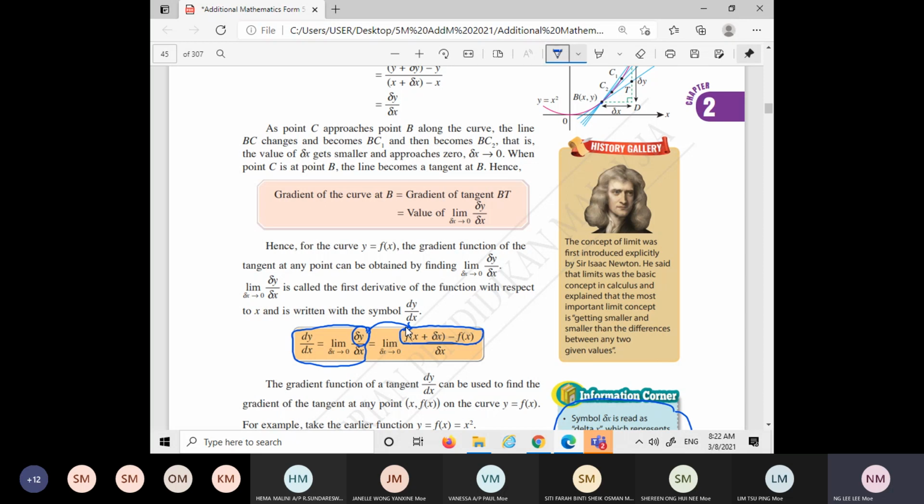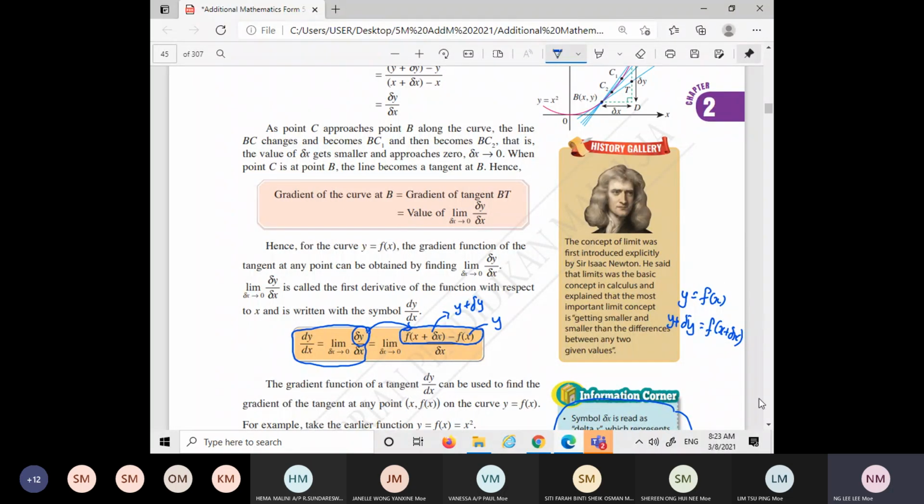You see, y equals f(x). Therefore this is y. Then if y equals f(x), when you see f(x plus del x), actually this is y plus del y. I write again: y is equal to f(x), then y plus del y is equal to f(x plus del x). Therefore this minus this, you get back del y.